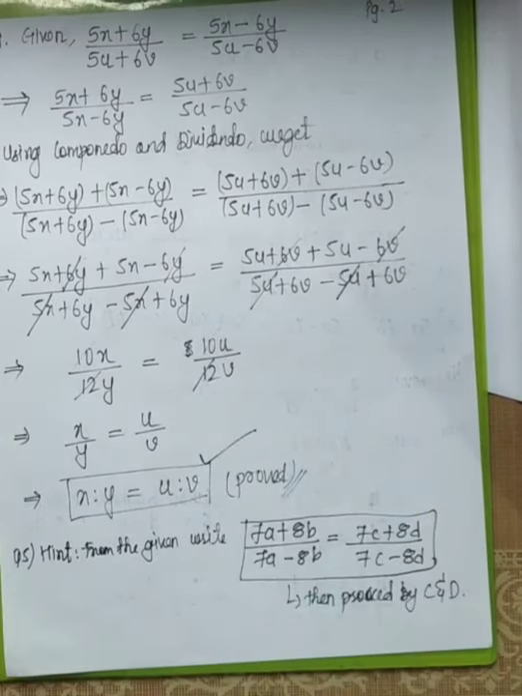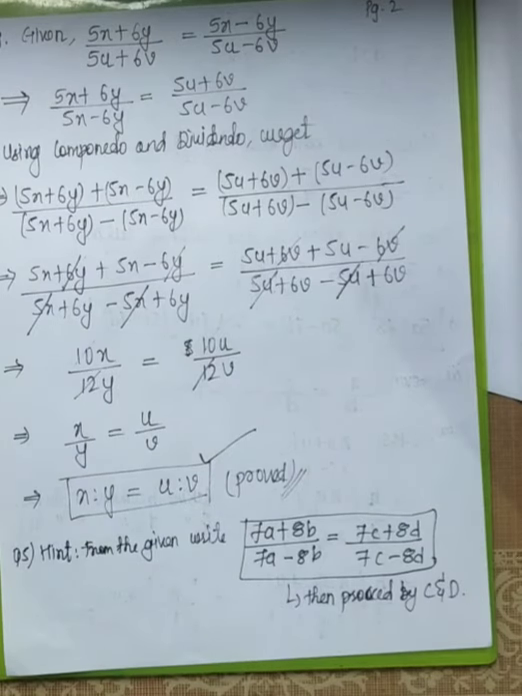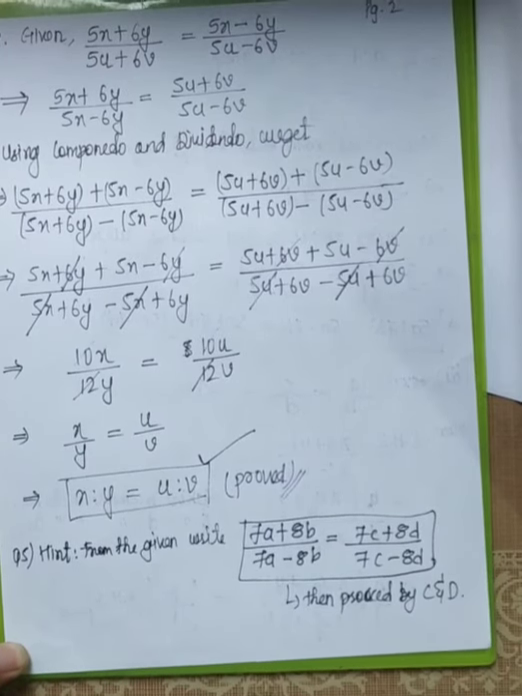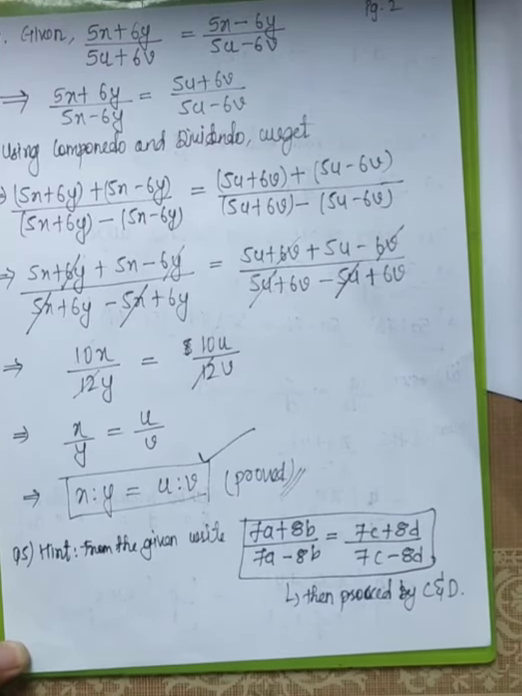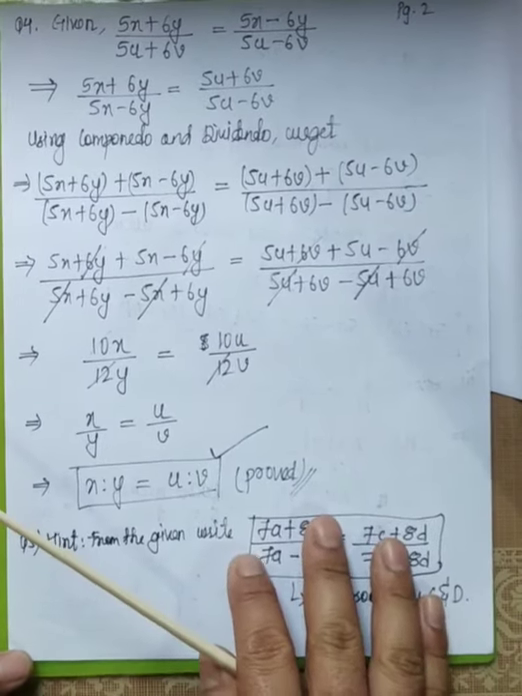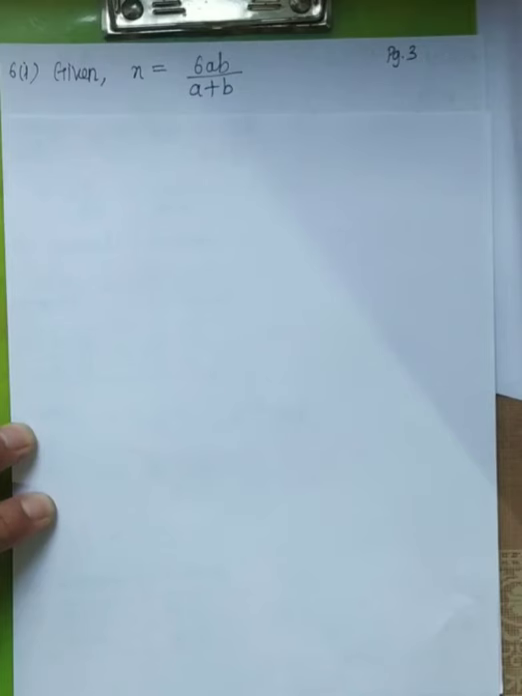So this is proved. The hint I've given out here is for question number 5 as well. Keep AB together and keep XY, keep BC, CD together, and then use componendo and dividendo. So pause the video to note it down. Okay, let's start with question number 6 now.